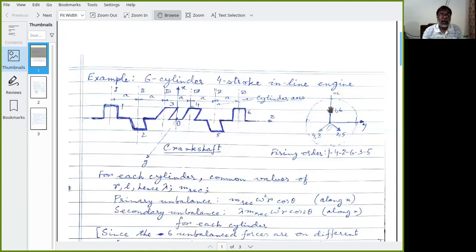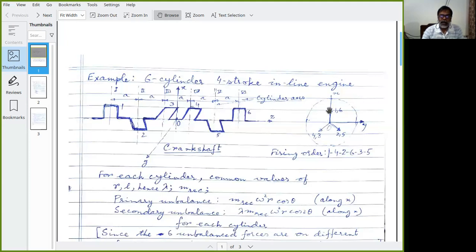After a 120 degree turn of the crank, 4 will come here, 3 also will come, but 3 is perhaps completing the exhaust stroke, and 4 has just completed the compression stroke after the 120.